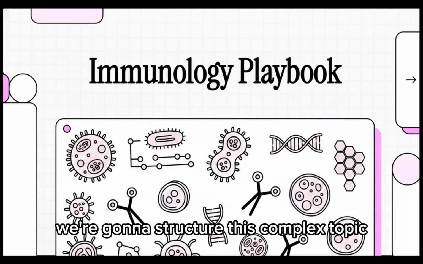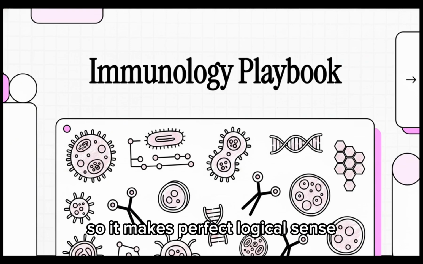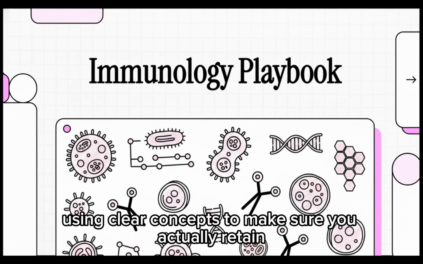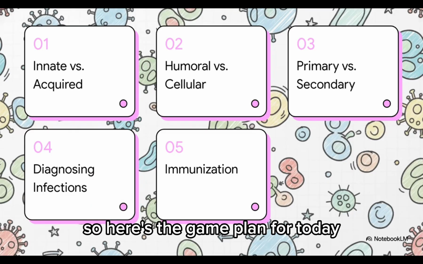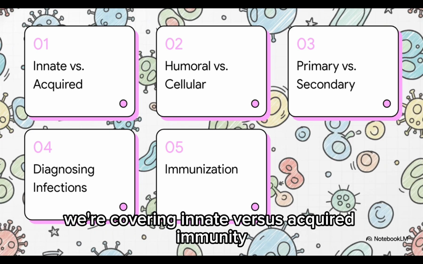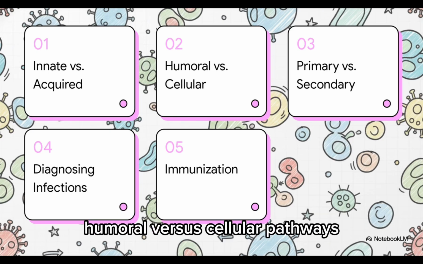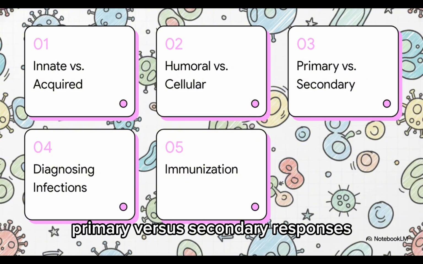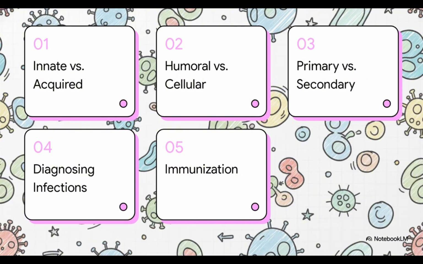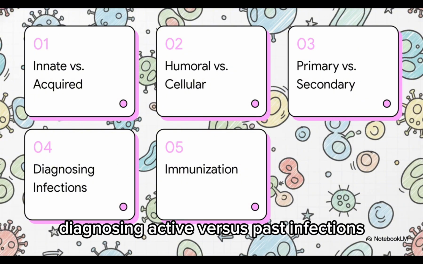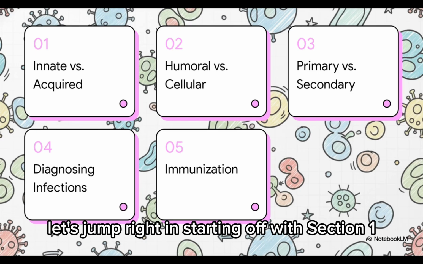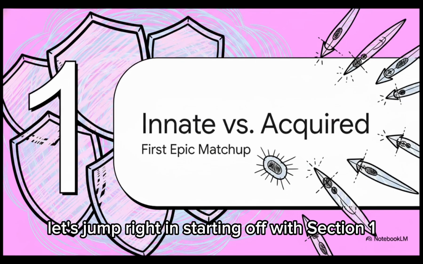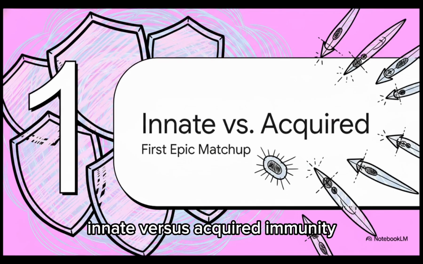We're going to structure this complex topic so it makes perfect logical sense, using clear concepts to make sure you actually retain this crucial info for the wards. So, here's the game plan for today. We're covering innate versus acquired immunity, humoral versus cellular pathways, primary versus secondary responses, diagnosing active versus past infections, and finally, active versus passive immunization. Let's jump right in. Starting off with Section 1, innate versus acquired immunity.